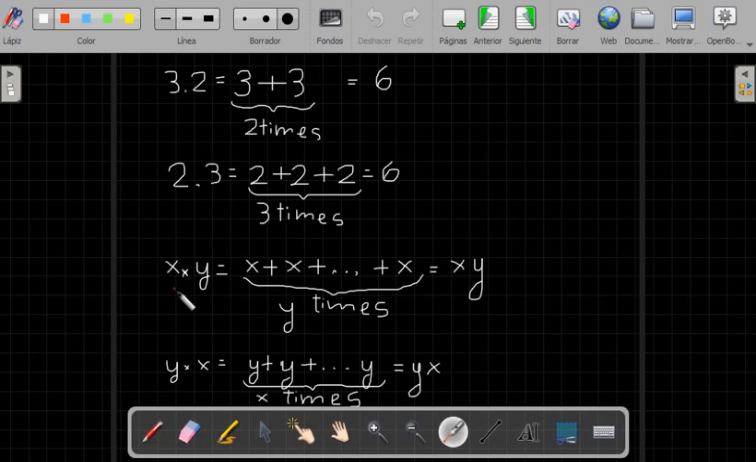Now, what is going to happen if you have letters like here, x times y? What is the meaning of that? Okay, that means that you will add x, y times. What's the meaning of that? You don't know the value of y. Nevertheless, you're going to add the x, y times. And here you can see that all the terms are like.